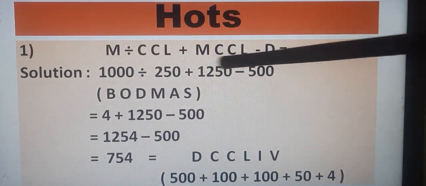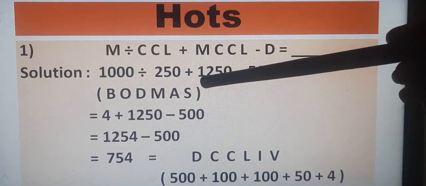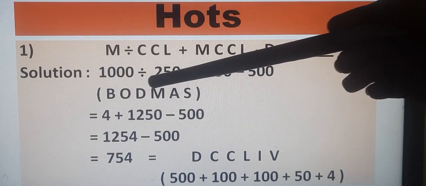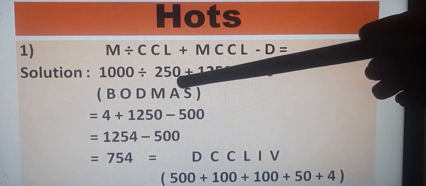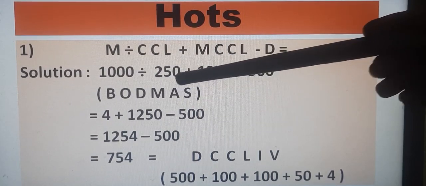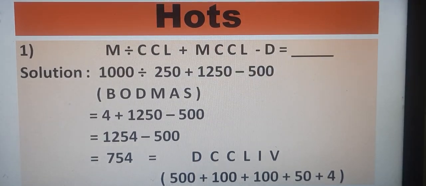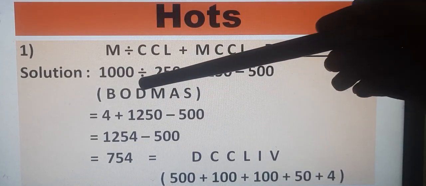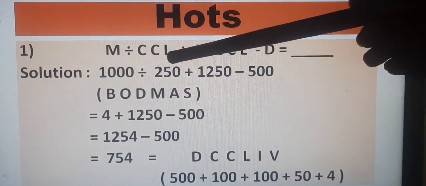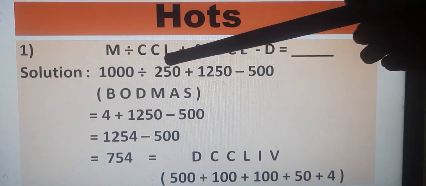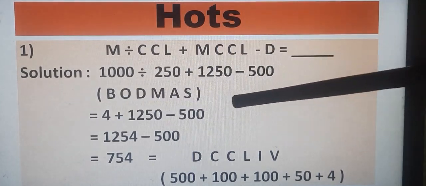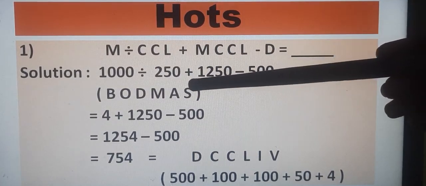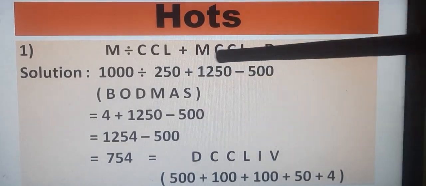Now three signs are with us. I explained you previously also, BODMAS. B bracket, O of means multiply, D division, M multiplication, A addition, S subtraction. So first of all we will do division. D is written first. So division. 1000 divided by 250. 1000 को 250 से divide करेंगे. You will get answer 4, because 250 twos are 500, 250 threes are 750, 250 fours are 1000.